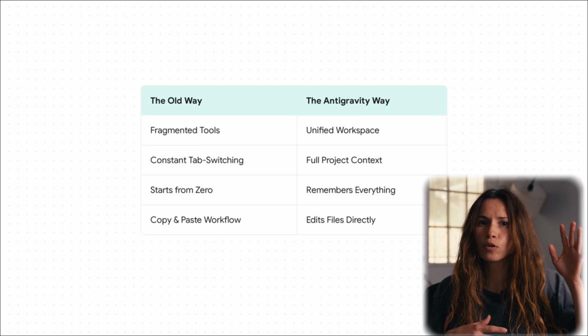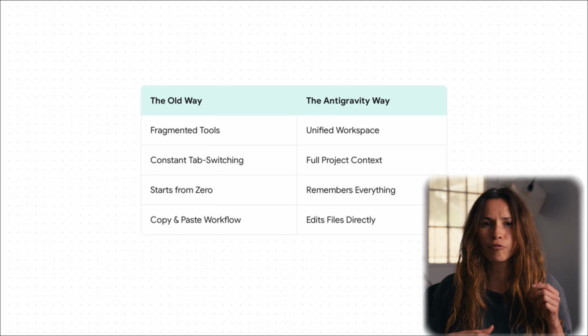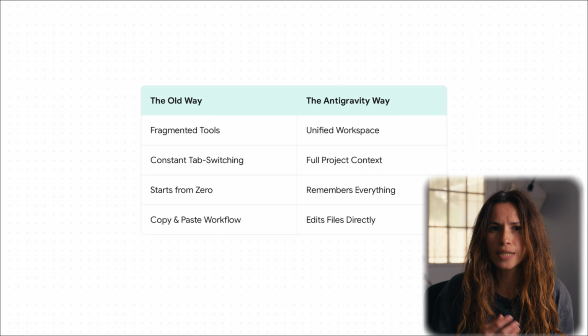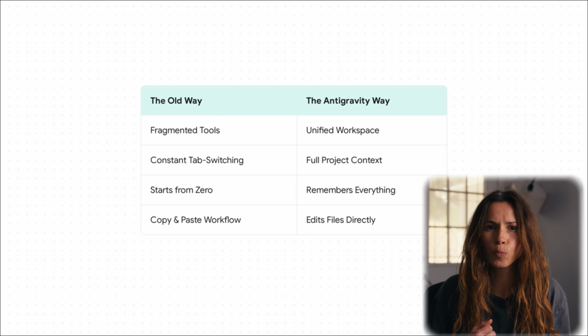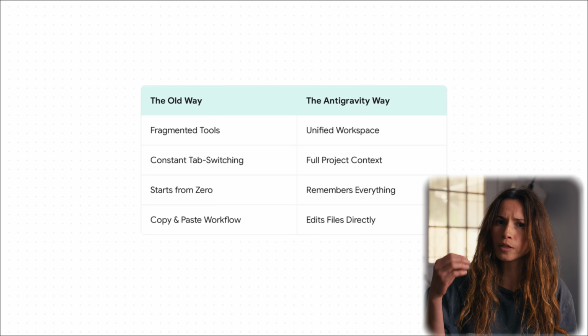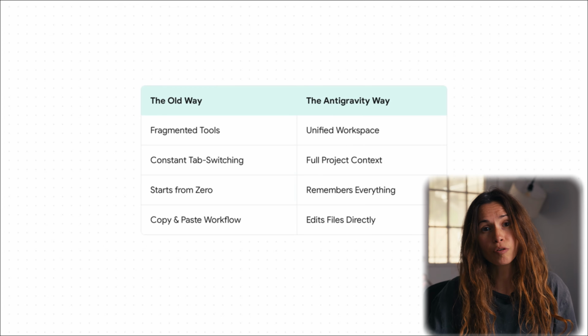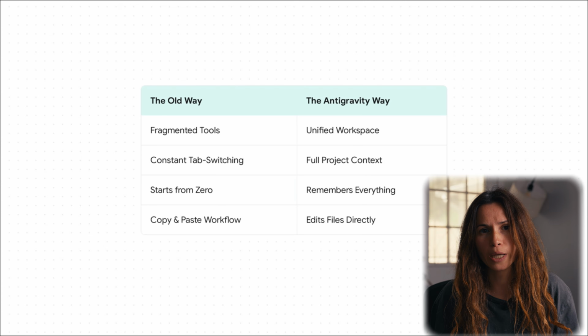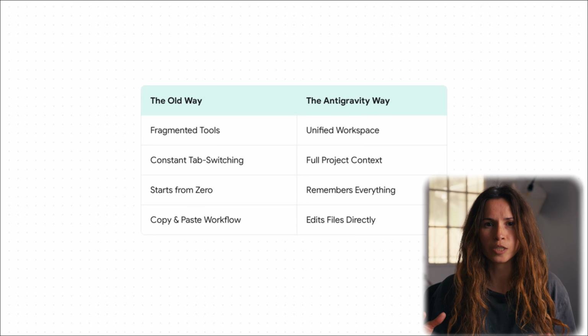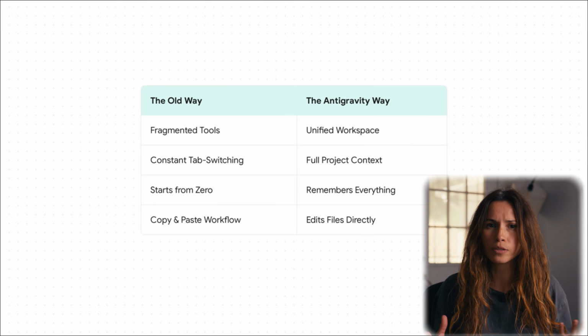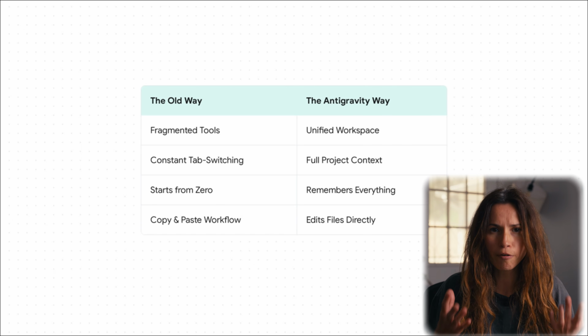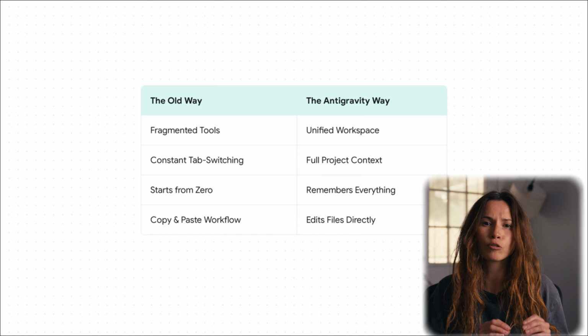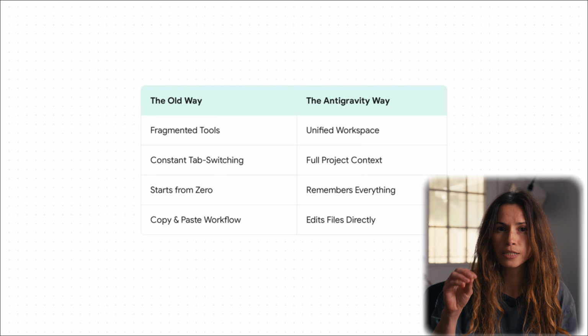And when you lay it out like this, the difference is just wow. On the left, you've got the old way, all these separate fragmented tools, that constant tab switching and that dreaded copy and paste workflow, where you are starting from scratch every time. But on the right, that's the anti-gravity way. It's a single, unified workspace. The AI has the full context of your project. It remembers everything. And this part is absolutely crucial. It edits your files directly.